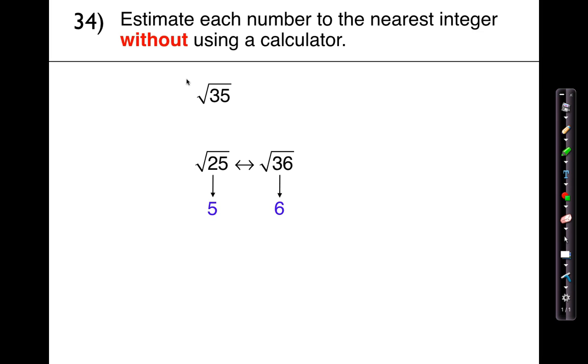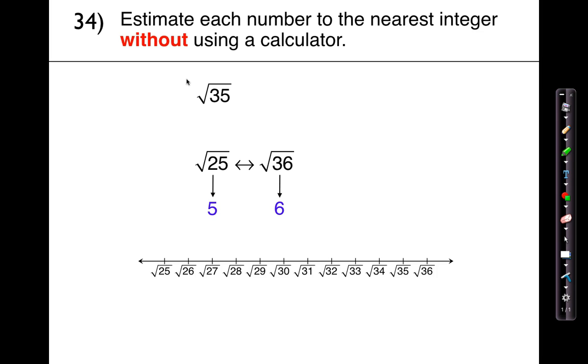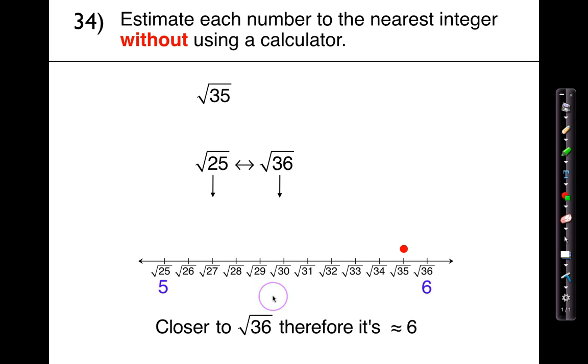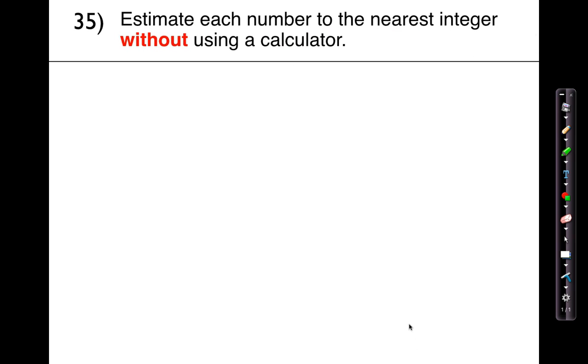So which one is it closer to? Well, let's take a look. Square root of 35 is right here. We have the square root of 25, which is here, and the square root of 36, which is here. It's definitely closer to 6. So I'm going to go ahead and say, because it's closer to square root of 36, it's approximately 6.